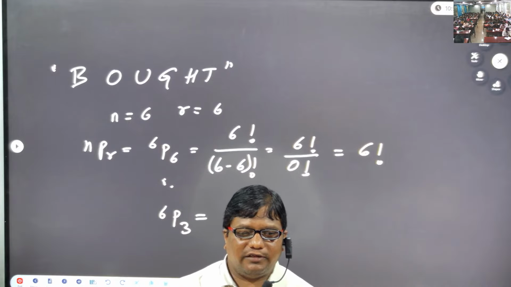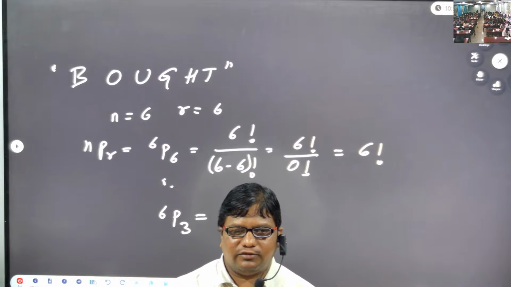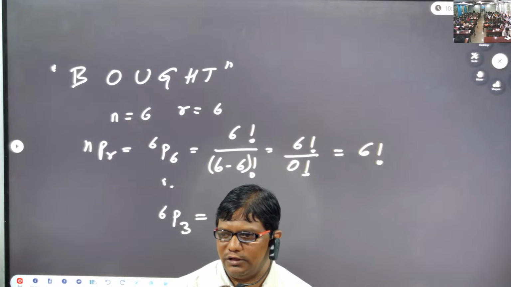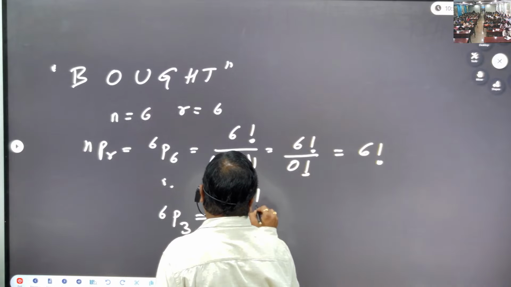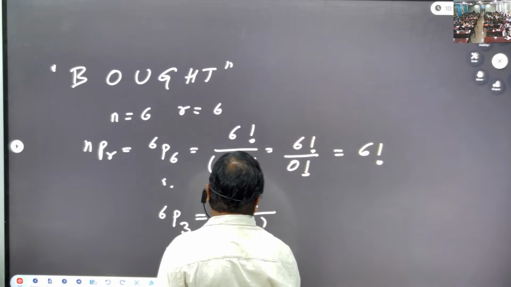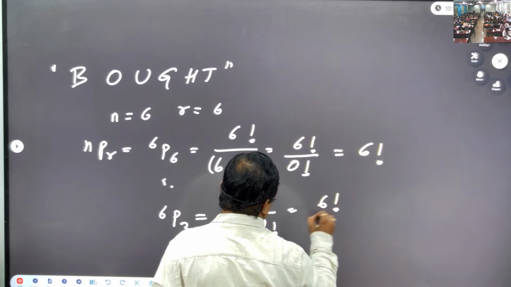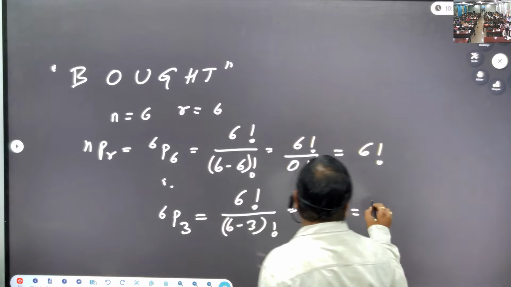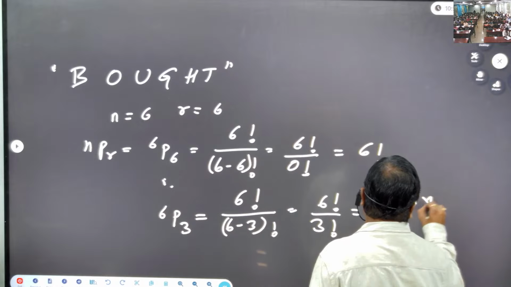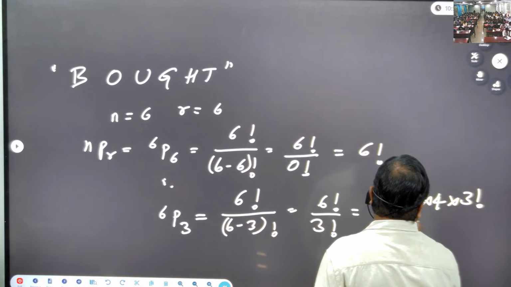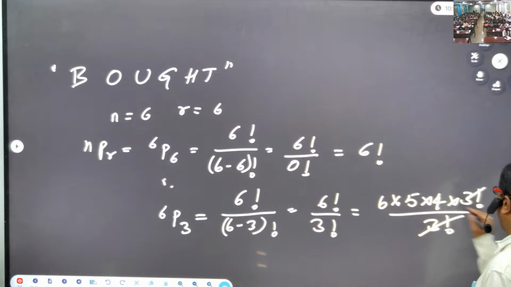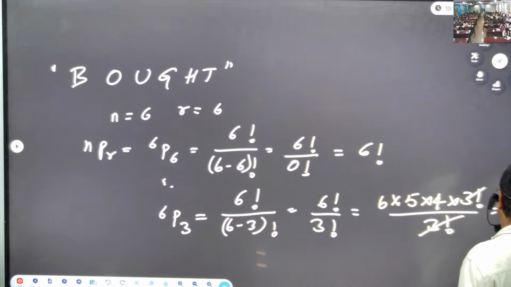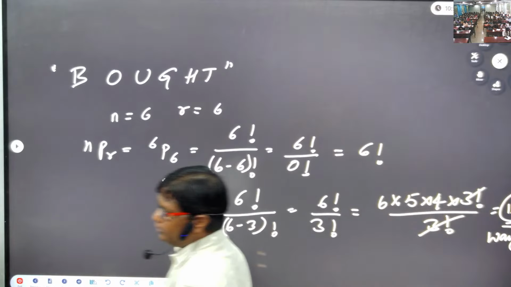120 is the exact answer. If you are getting any other answer apart from 120, your answer is gone. Okay. So check it over here. 6P3, that is 6 factorial by 6 minus 3 factorial, which is again equal to 6 factorial by 3 factorial. So 6 into 5 into 4 into 3 factorial by 3 factorial. 3 factorial, 3 factorial gone. So 6 into 5, 30, 30 into 4, 120. That is 120 ways.